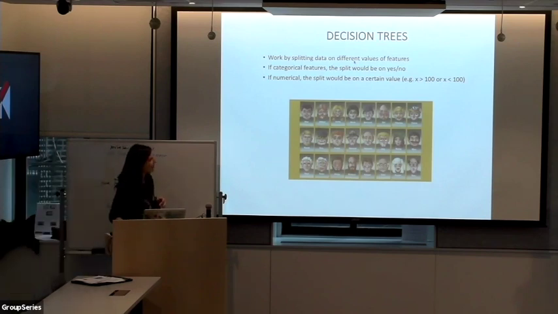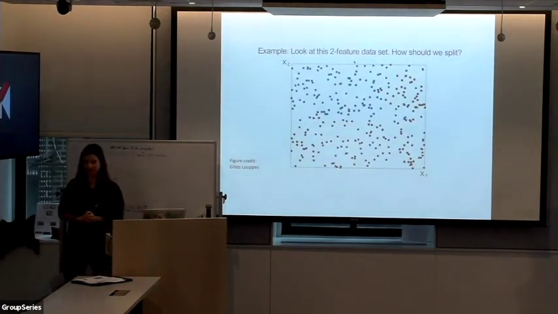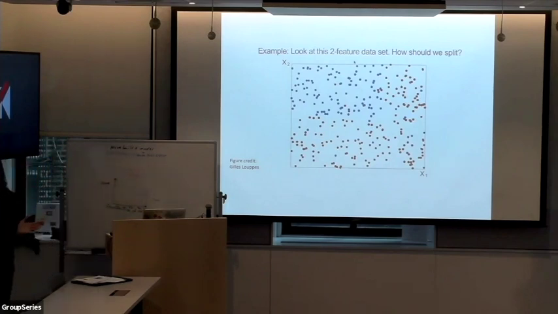And so, let's look now at a very simple data set like this. How many features do I have? 2, right? So I only have the x and y coordinate. And this is a simple 2-class classification problem, right? Red or blue. So where would you split?